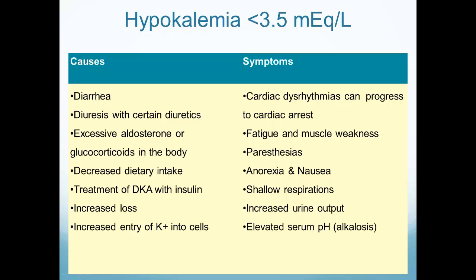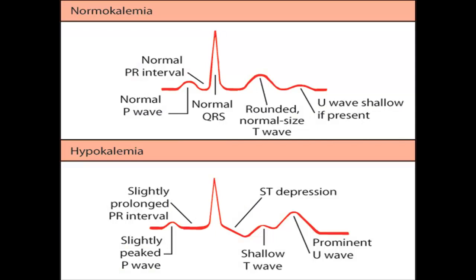Lots of symptoms, and when you're looking at your electrolytes, look for symptoms to occur in three major areas of the body: the central nervous system, the peripheral nervous system, and the heart. In the central nervous system, we have anorexia and nausea, fatigue and muscle weakness, and then in the peripheral nervous system, we have paresthesias. Paresthesias are changes in sensation. It's not a loss of sensation, it's a change in sensation. And then in the heart, we're going to see cardiac dysrhythmias that can progress to cardiac arrest. In fact, we can even see EKG changes.